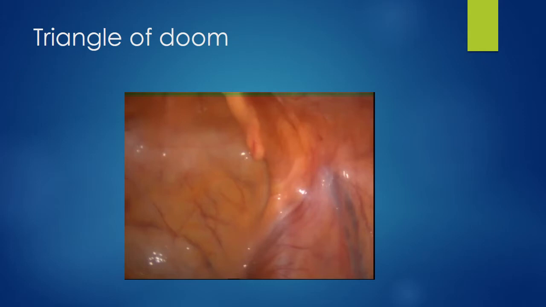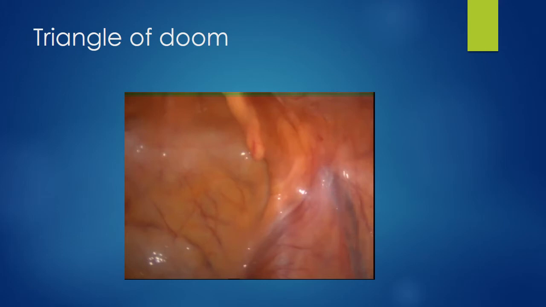This is a picture depicting the triangle of doom, which is what one has to be very careful about when we do an inguinal dissection at laparoscopy. This is the bladder, the midline area, and this is the medial umbilical ligament. One would expect the inferior epigastric artery to be going up this way, and you can see the vas through the peritoneum coming down that way, going medially and inferiorly. These are the testicular vessels, which are quite commonly seen.